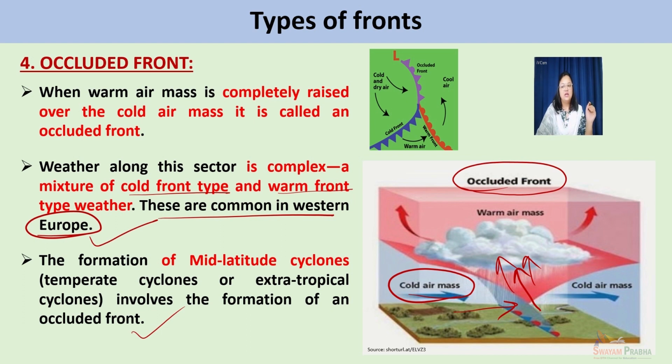So for now, you have to understand that occluded fronts are the manifestation of aggression of one of the air masses, primarily the cold air mass, which enters aggressively into the warm air territory and completely uplifts the warm air mass, leading to the formation of occluded front. As you can see in this particular diagram also, the cold air mass is invading the area of warm air mass, and in the process the occluded front is formed.